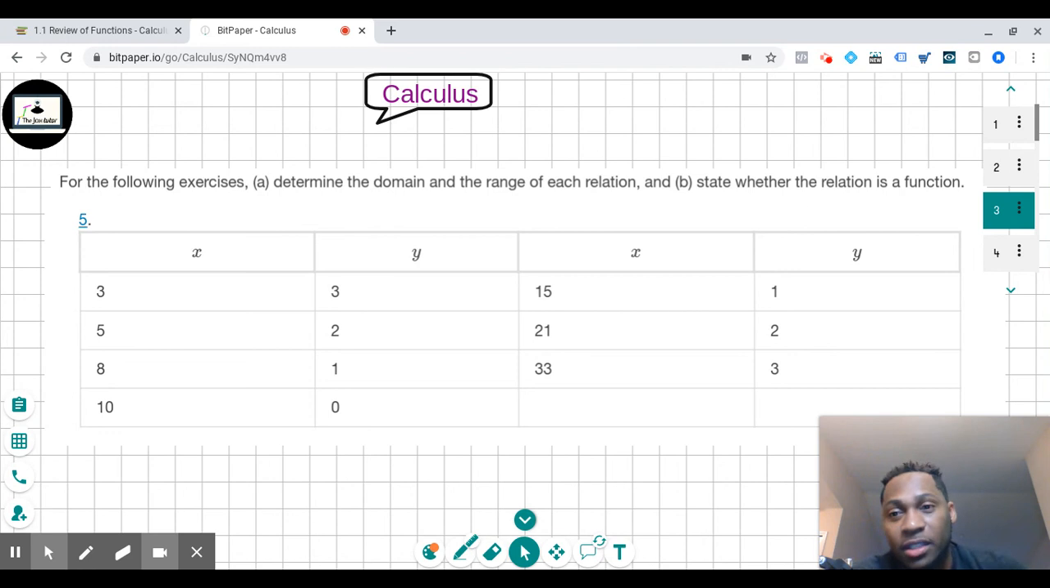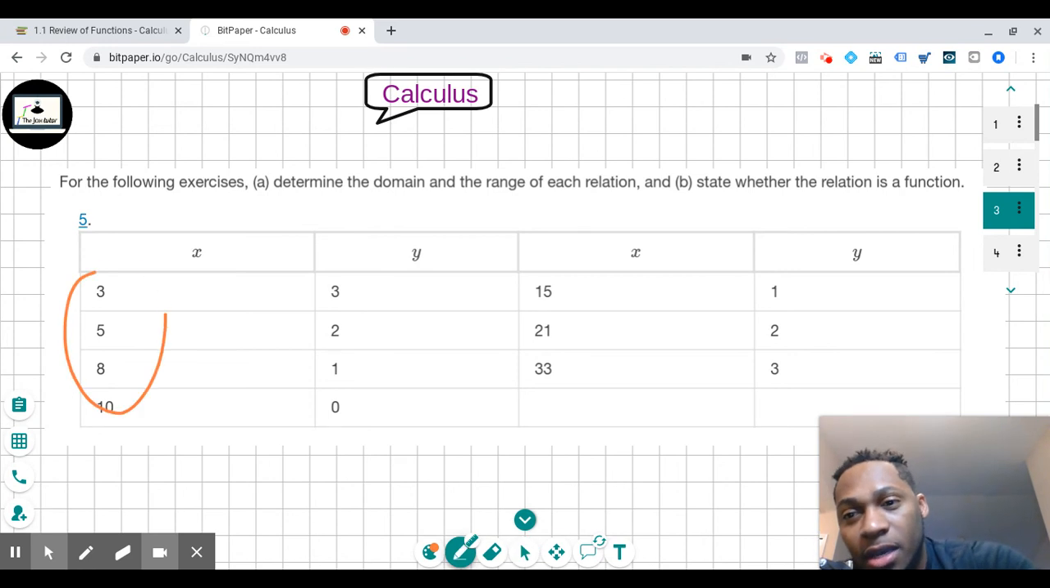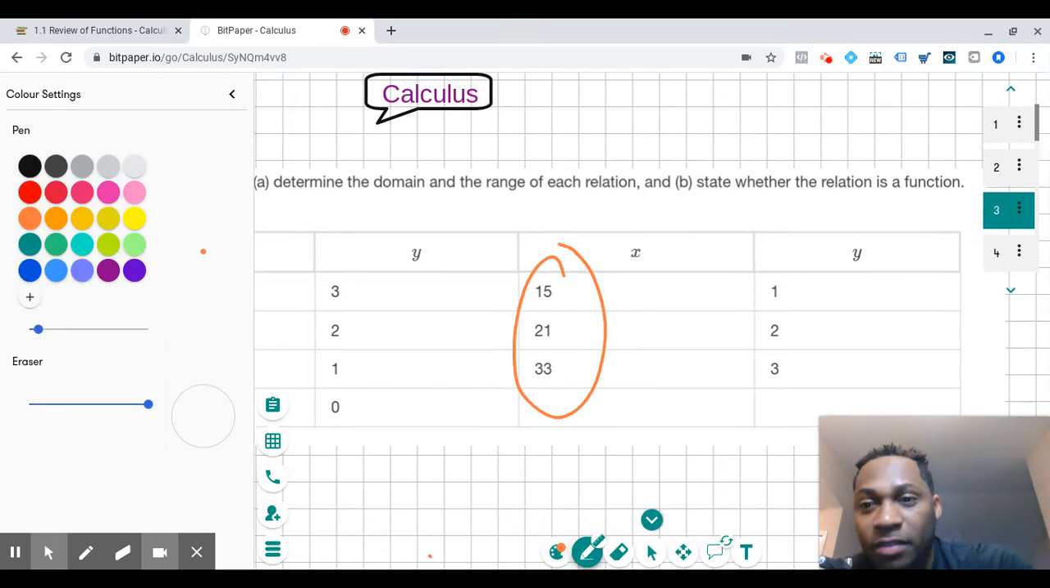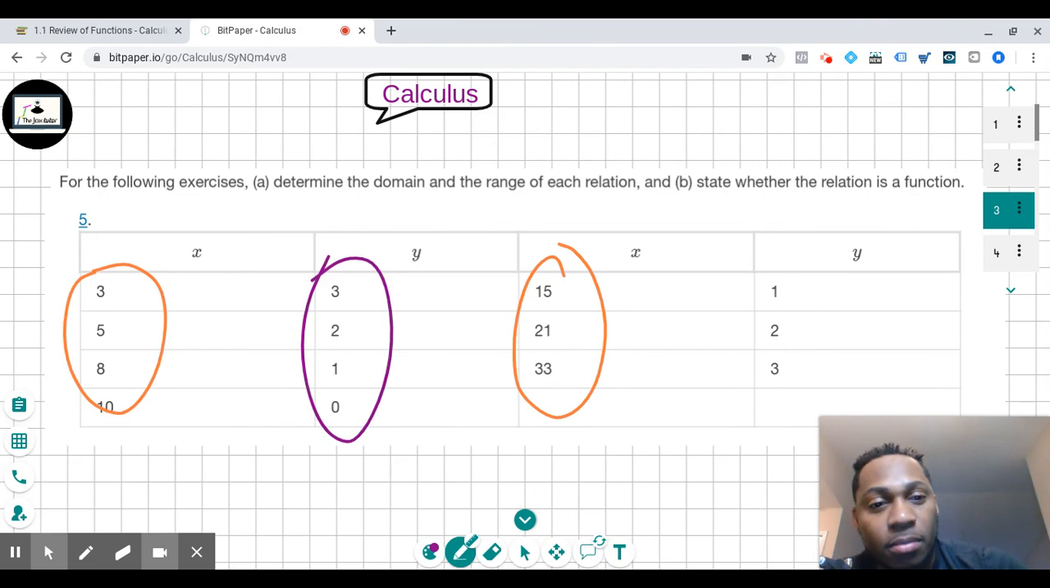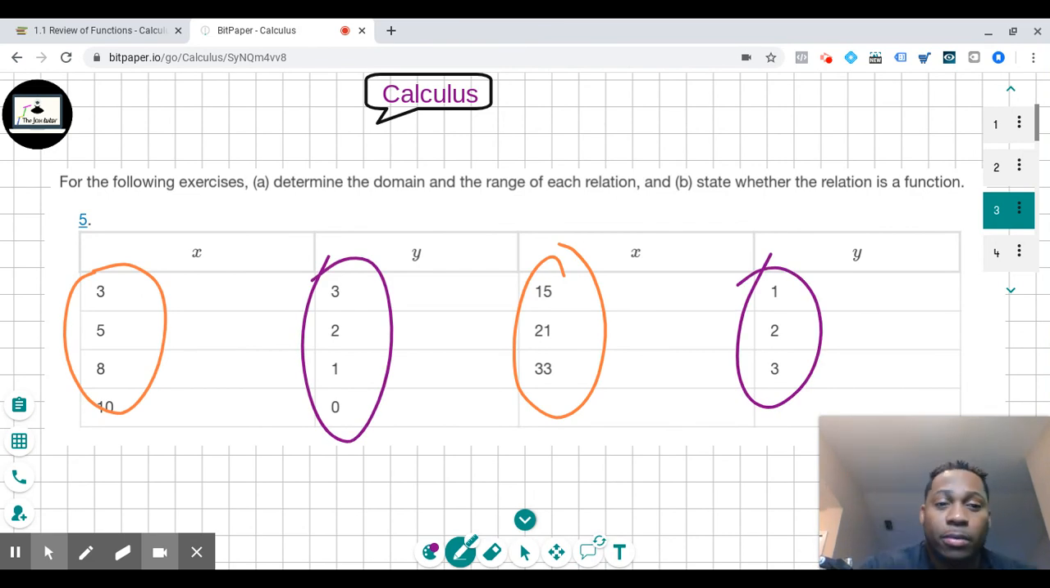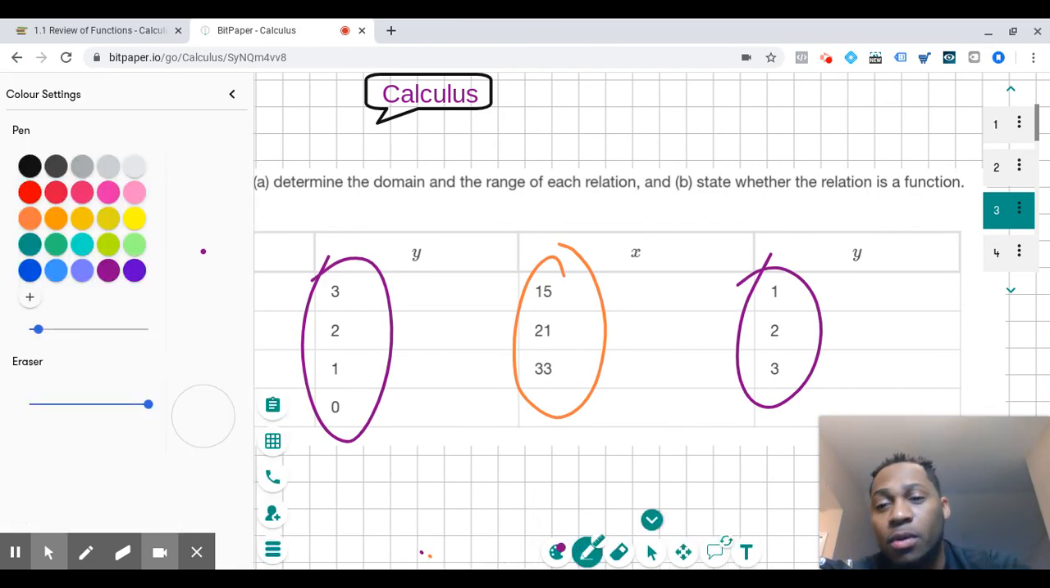So what we see here on the left are the x values, and to the right of each one of the x values are the y values. I'll put the x values in orange and the y values in purple. Now what we want to know is the domain of this function.